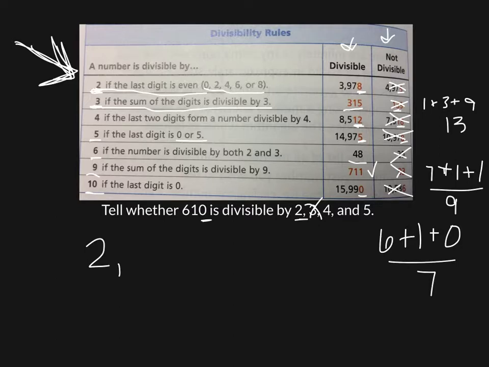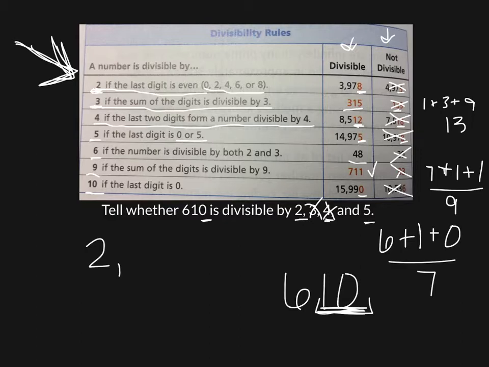So now I'm asking if it's divisible by 4. Let's go up. If the last 2 digits form a number divisible by 4. So I have the number 610. I'm going to look at the last 2 digits, which is 10. Is that divisible by 4? Well, 4, 8, 12. Nope. Not divisible by 4 because I skip over 10.